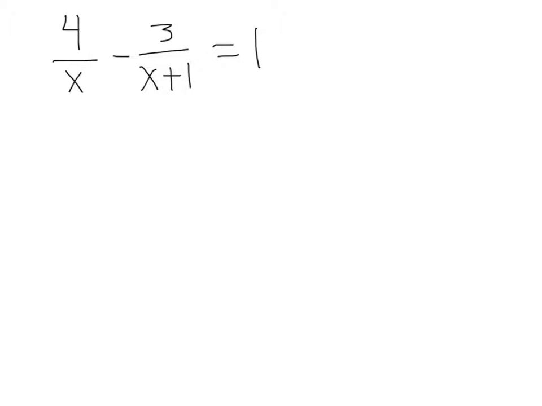What I want you to do now is to try to solve this problem, 4 over x minus 3 over x plus 1 equals 1. Follow the 5 steps of solving rational equations to find your answer. So hit pause, solve the problem, and once you think you have your answer, hit play and my solution will show.